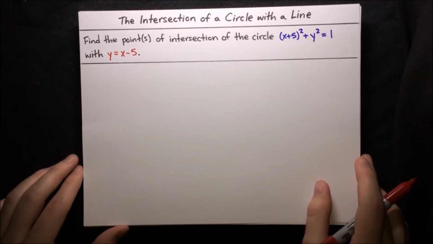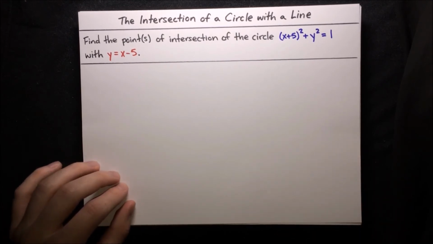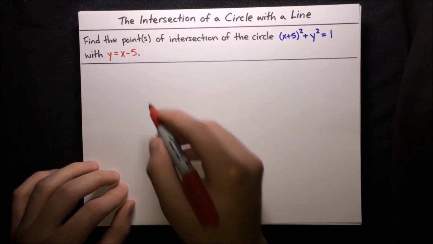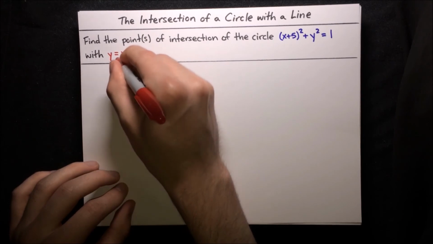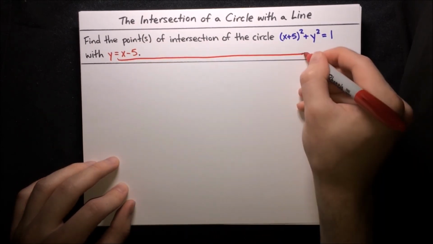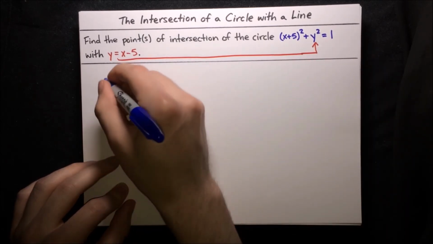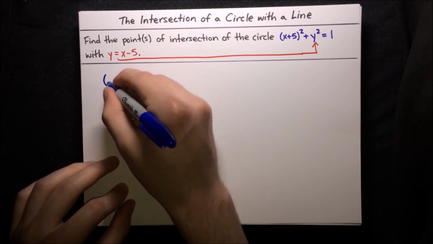Here's another problem. Find the points of intersection of the circle (x + 5)² + y² = 1 with the line y = x − 5. Again, we have the same strategy as usual. Take that line, since it's already solved for y, and substitute that into the circle. Basically take the simpler equation and substitute into the more complicated equation.